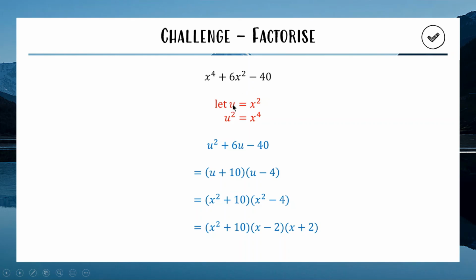So once again, letting u equal x squared, so u squared equals x to the 4, turning it into a trinomial, factorizing, resubstituting what we started with, and then finishing it off. If you got that without me, you're a full-blown genius, and I'm really proud of you.